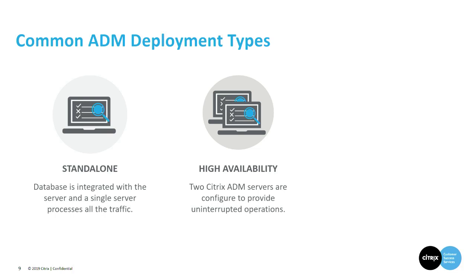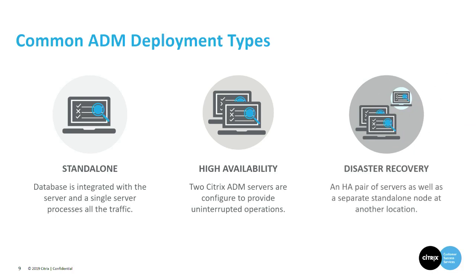Each one of these deployments is going to be directly dependent on the size of your infrastructure and what you're trying to accomplish with the product, how much the analytics mean to you, et cetera. Obviously with an HA, if any of you are familiar with an ADC, it's going to be the same thing. You're going to have a primary and a secondary node, and you're also going to be utilizing a floating IP to communicate to the node.